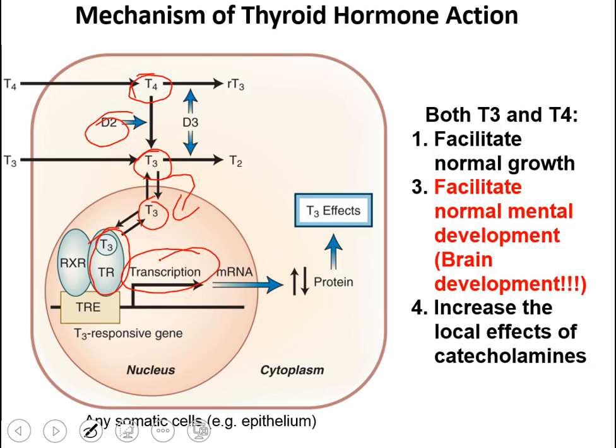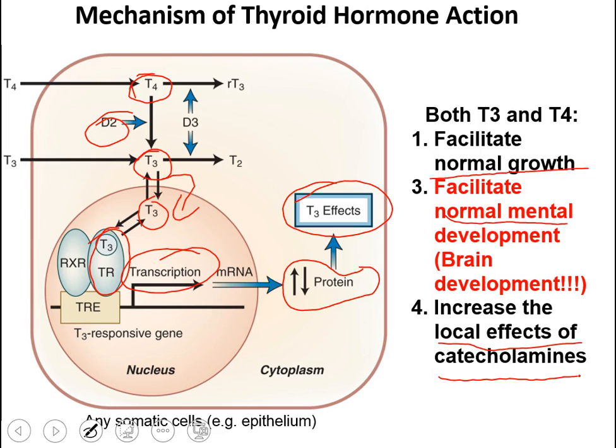As a result, cells will modify expression of various proteins, and this will lead to growth and differentiation of various types of cells. Thyroid hormones, through various mechanisms, facilitate normal mental development, increase the local effects of catecholamines, and more details, as I said, you will get in the physiology course. That will be enough for you to understand basic concepts behind thyroid hormone action so far.